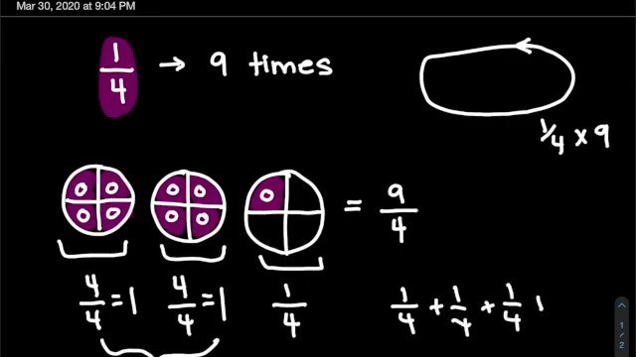I could also add them all together and put 1/4 plus 1/4 plus 1/4, 9 times, but that just takes too long. Using a visual is usually a lot easier, but there you guys have it. Let me know if you have any questions. We'll do more examples.